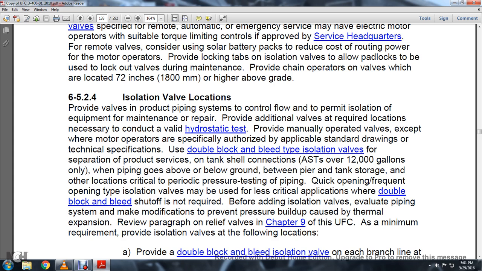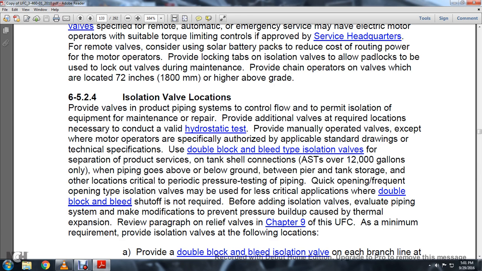Use them at tank shell connections for ASTs over 12,000 gallons, for piping that goes in service above and below the ground, and at the rear of the storage tank or other locations critical for product pressure testing of the piping. Quick opening, frequently opened type isolation valves may be used for less critical applications where a double block and bleed shutoff is not required.